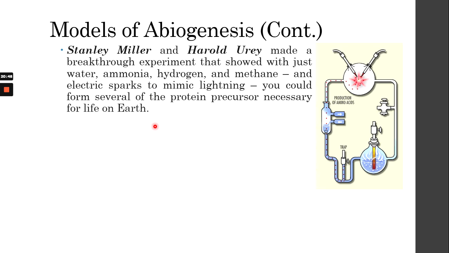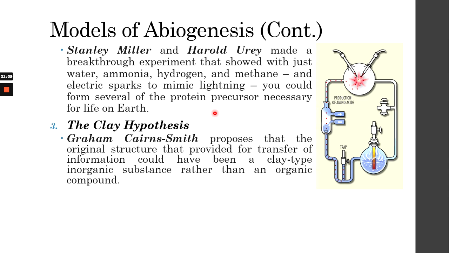Okay, so that is basically the second model of abiogenesis. The first one was spontaneous generation, which we know is already discredited, and the second is the primordial soup theory, which has massive support from the experiment by Stanley Miller and Harold Urey. And then the third one is what we call the clay hypothesis. Basically, Graham Cairns-Smith proposes that life on Earth started in a clay type of inorganic substance.